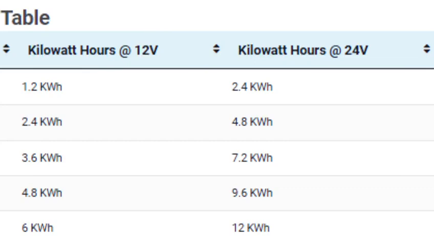Watt-hour is a unit of energy used to measure the total amount of energy consumed or produced by a device in a specific period. 1 watt-hour represents the amount of energy consumed or produced by a device that operates at 1 watt of power for 1 hour. Kilowatt-hours are a multiple of watt-hours. 1 kilowatt-hour equals 1000 watt-hours.